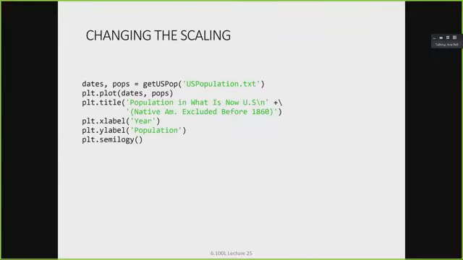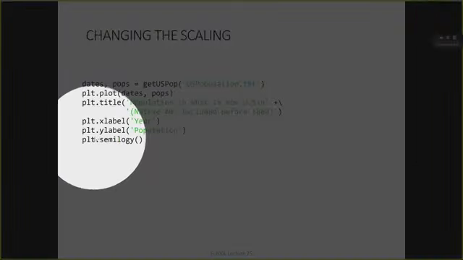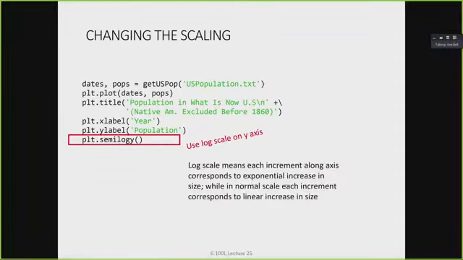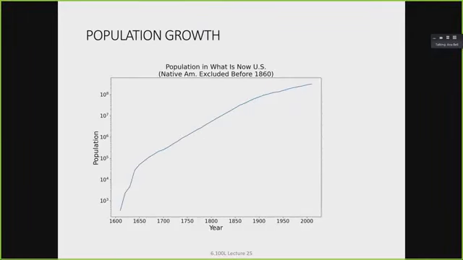So we're going to add a command that tells Python to make our y-axis a logarithmic scale instead of linear, okay? If we do that, then every regular increment on our y-axis is going to imply an exponential increase in the population, right? Okay, so let's plot that. And if we plot that, we get something that looks like this.